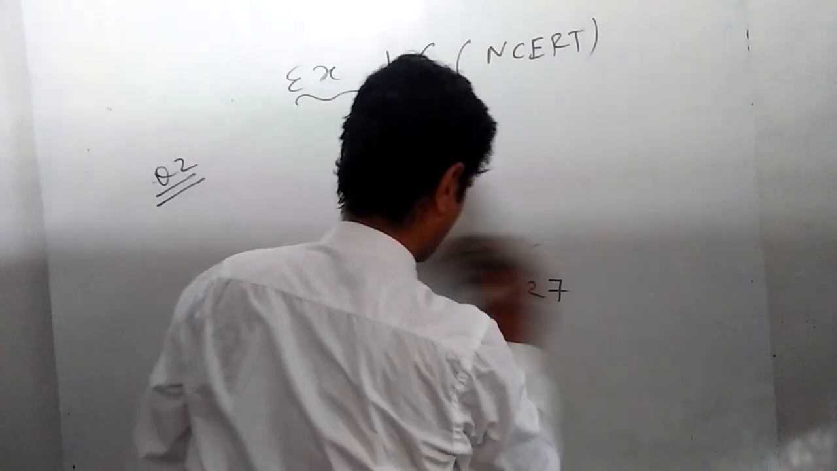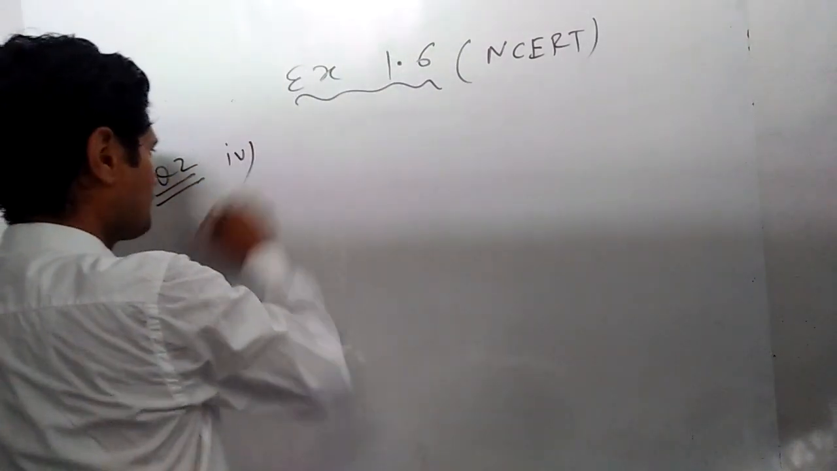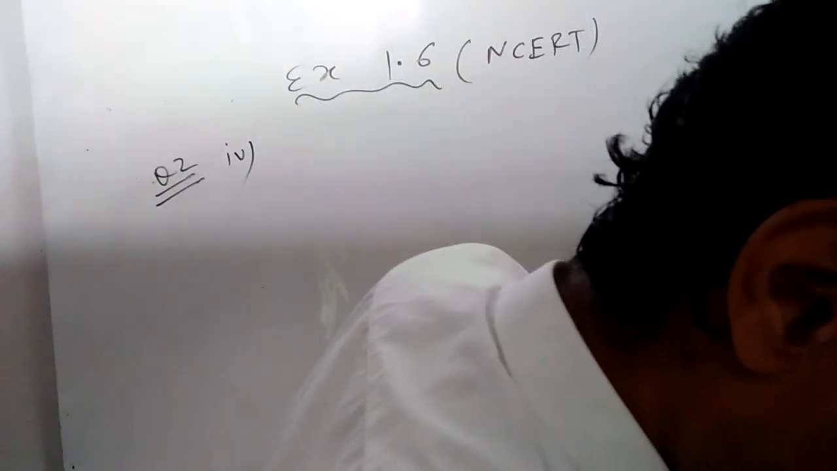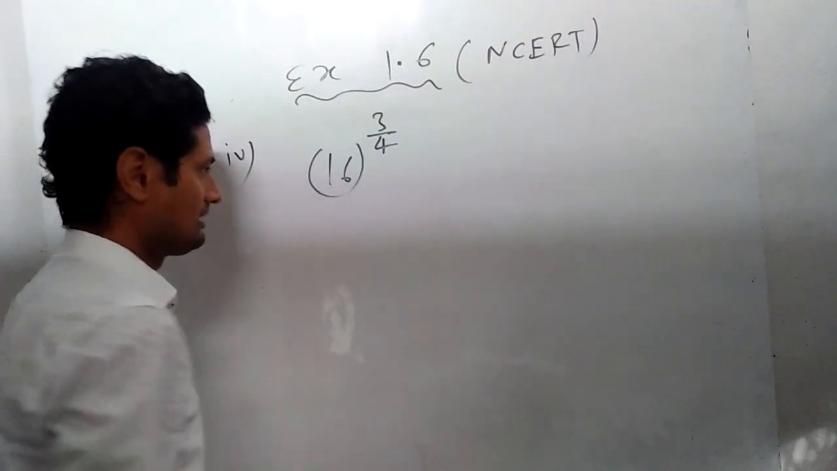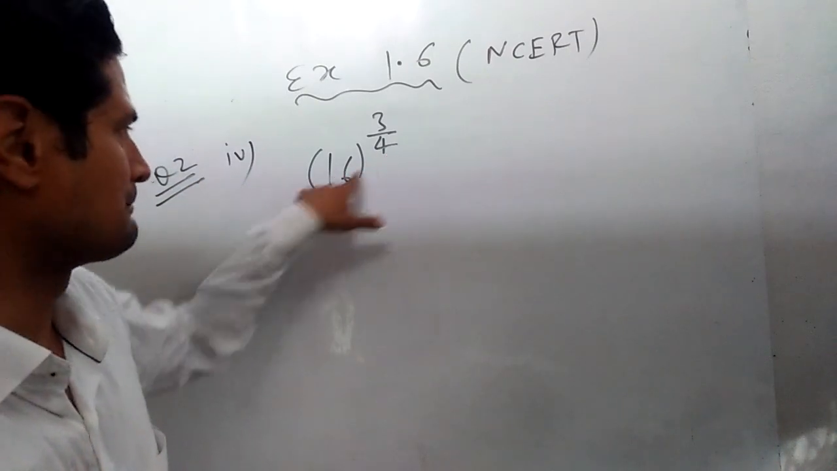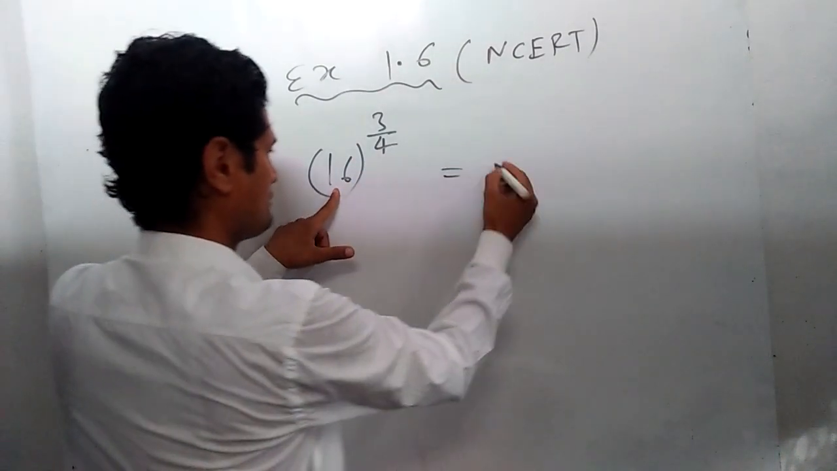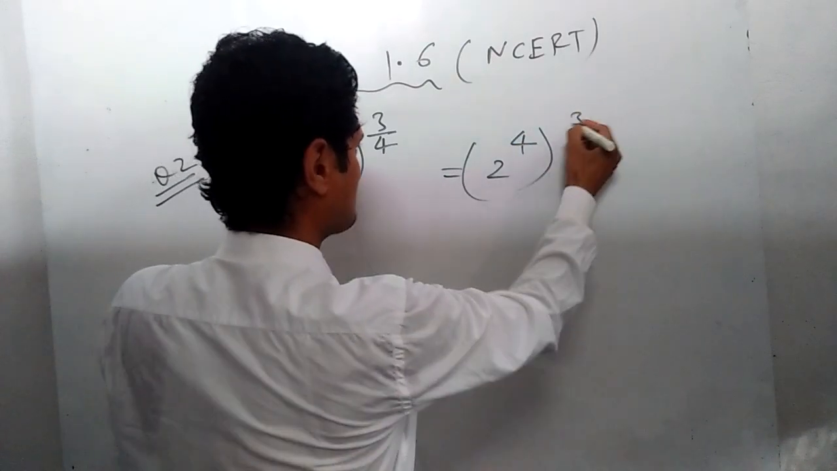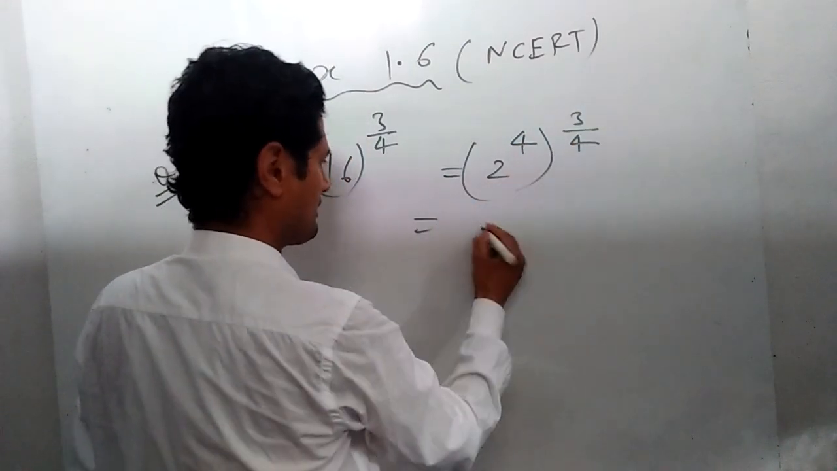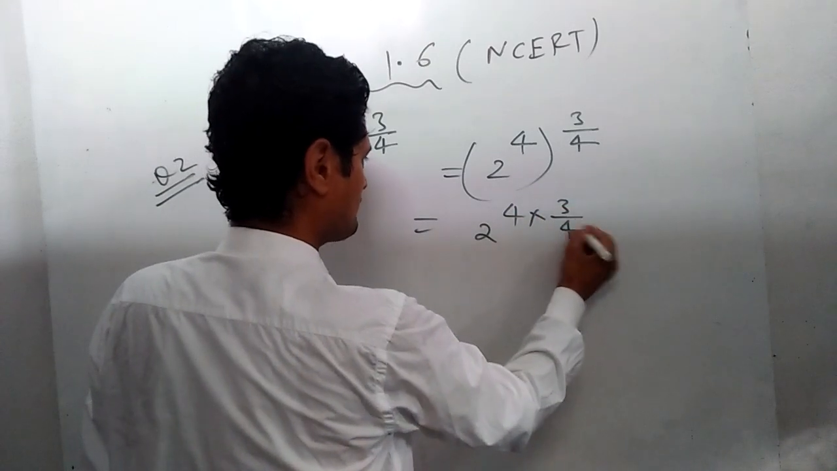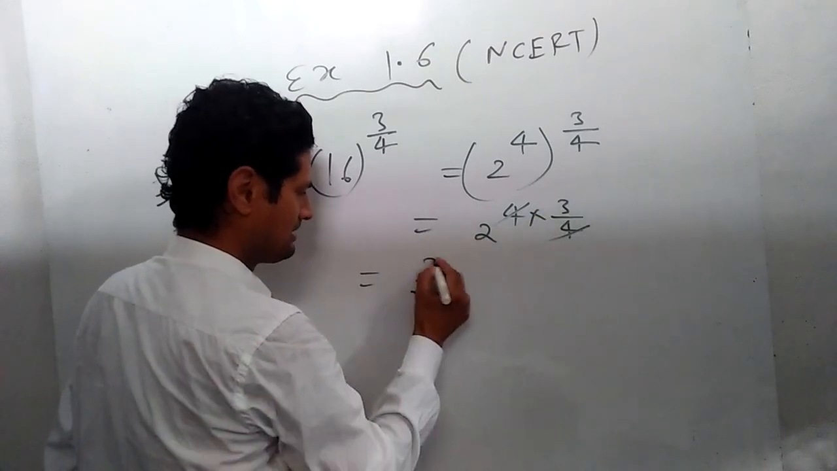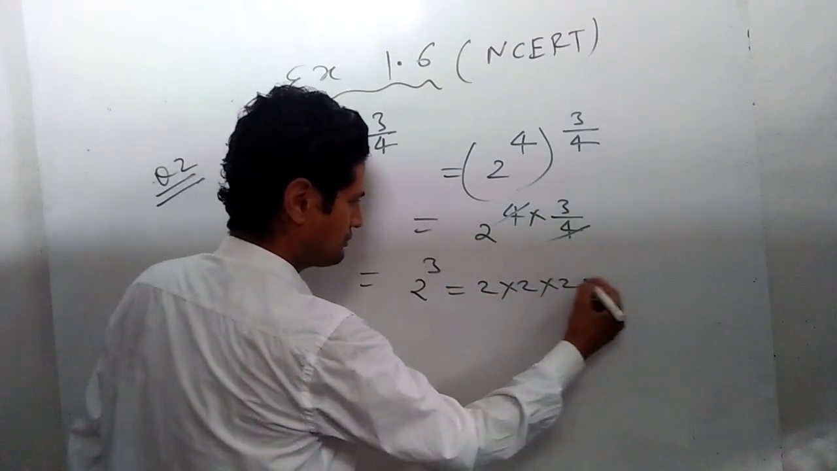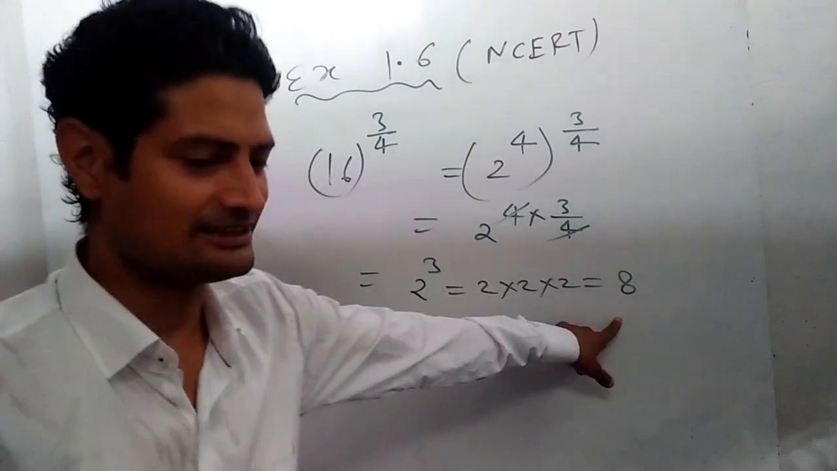Another question. Question 2, fourth part. Like 16 to the power 3 by 4. Think of a number whose power 4 gives 16. So 2 to the power 4, upon 3 by 4. Power into power: 4 into 3 by 4. The 4 cancels. We get 2 to the power 3, which means 2 into 2 into 2 equal to 8. This is the answer.